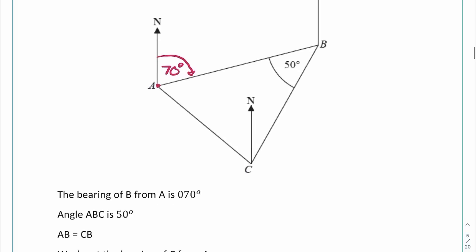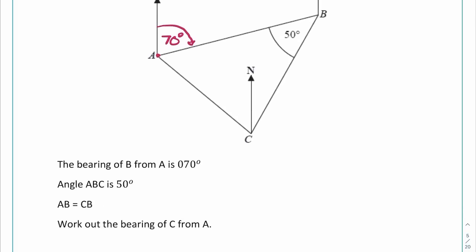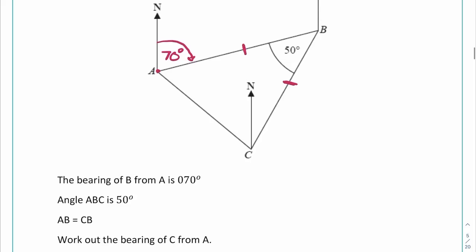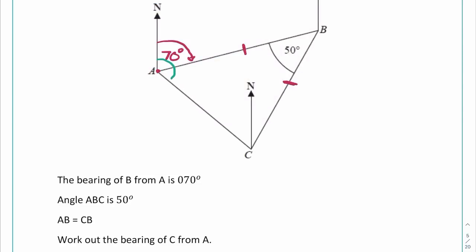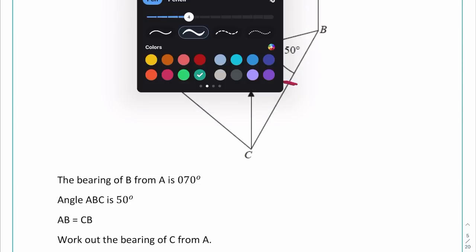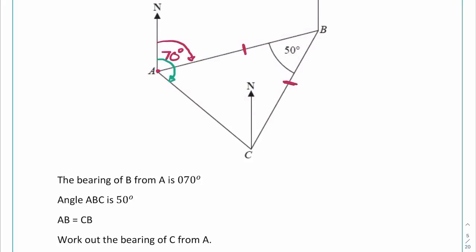It says angle ABF is 50 and AB is the same length as CB, meaning this triangle here is an isosceles. Work out the bearing of C from A. So to get to C from A, that'd be this whole angle just here. Now we already know that part of that is 70, so we just need to find the missing angles in the triangle. As it's an isosceles, and 50 there is our top angle in that isosceles, we know that the base angles are equal in an isosceles.